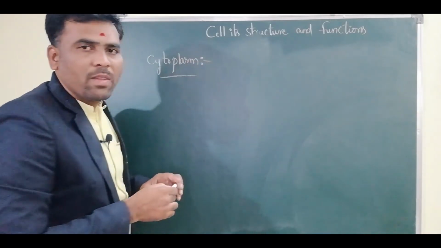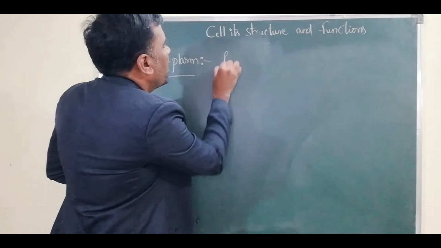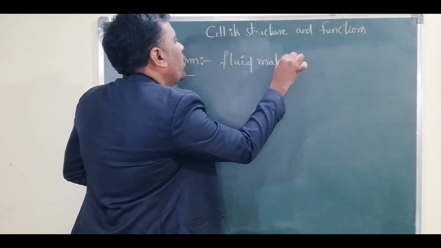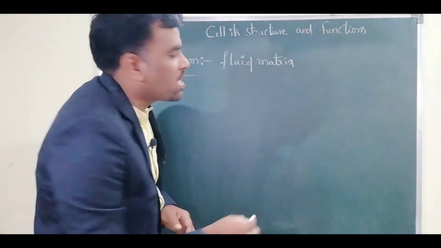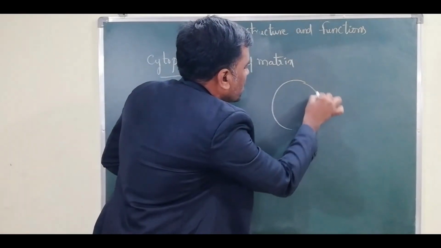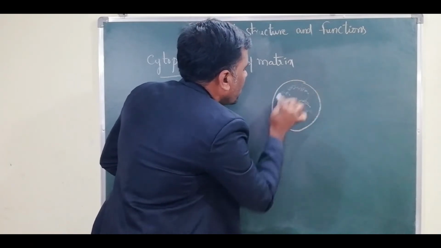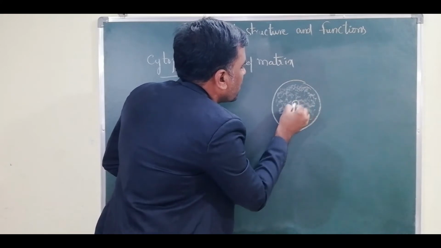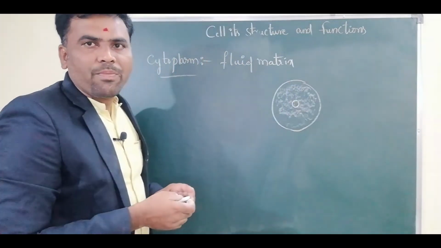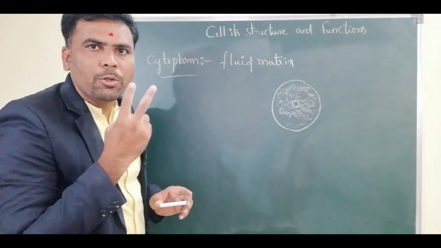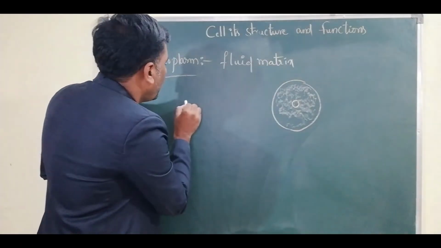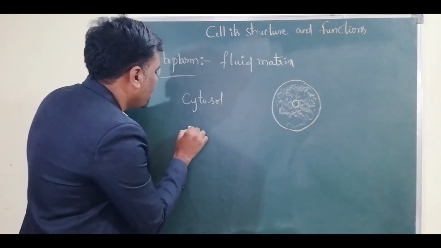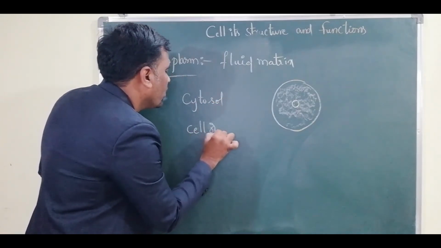What is cytoplasm? Cytoplasm is a fluid matrix which is present in the cell. Say for example, this is a cell. So this fluid part of the cell is the cytoplasm. This cytoplasm has two major important parts: one is cytosol and the second one is cell organelles.